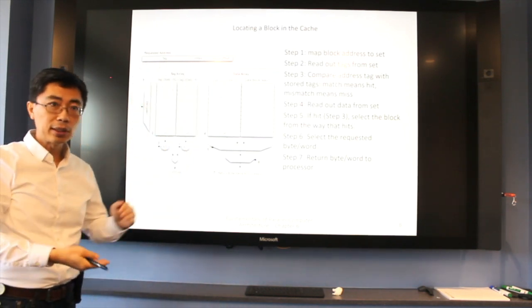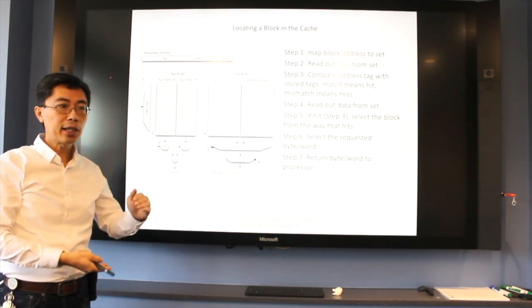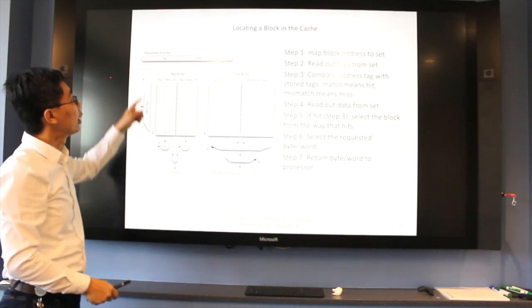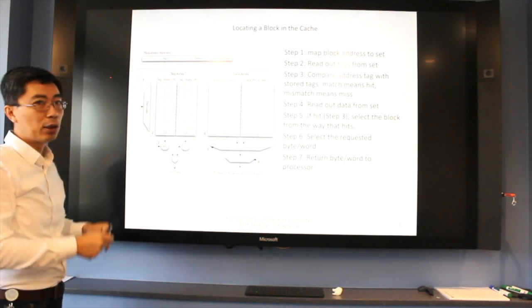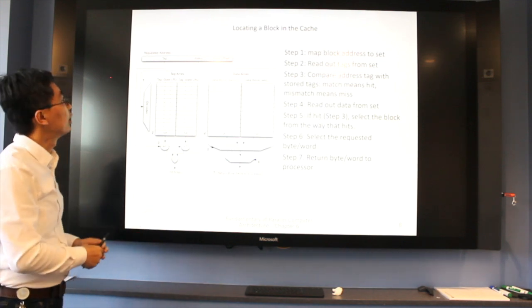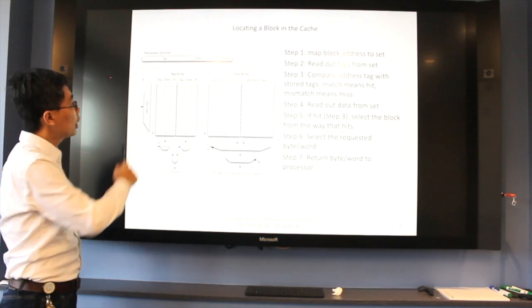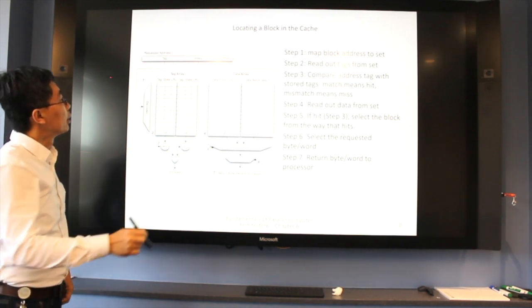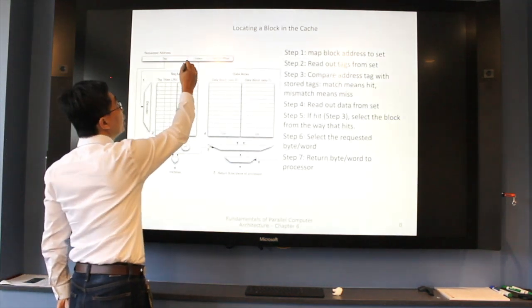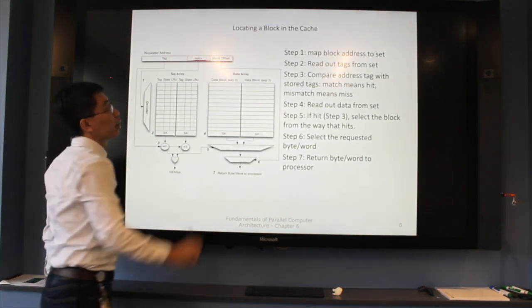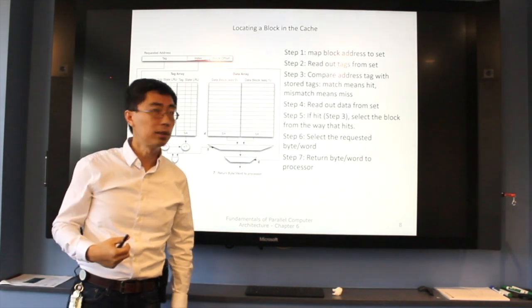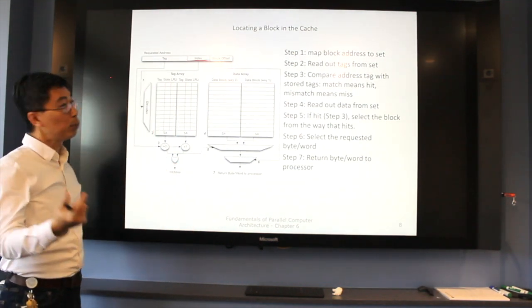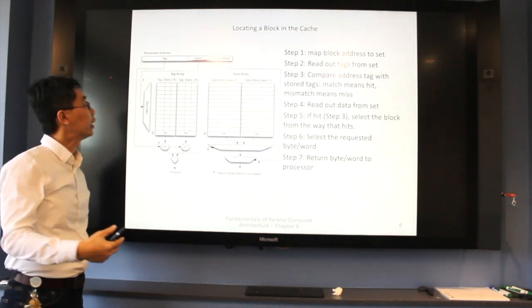Because of our number of sets, block size, and so on, we will split the address into different parts when we access the cache. So what are the steps? The first thing we need is actually the index. Think about it: the block offset is not needed until we find the block. So the first thing we need to do is use the index.